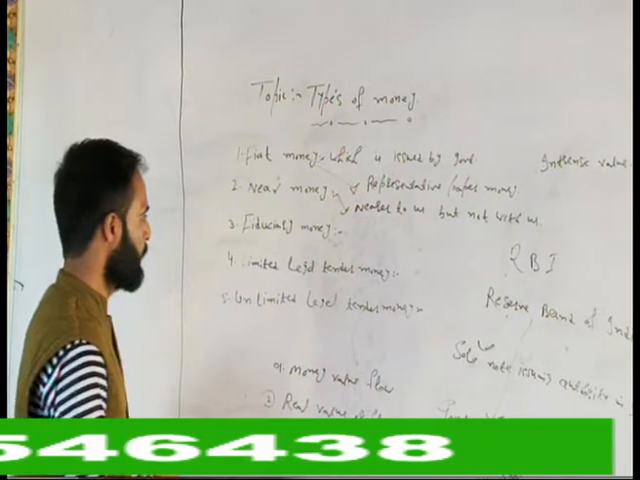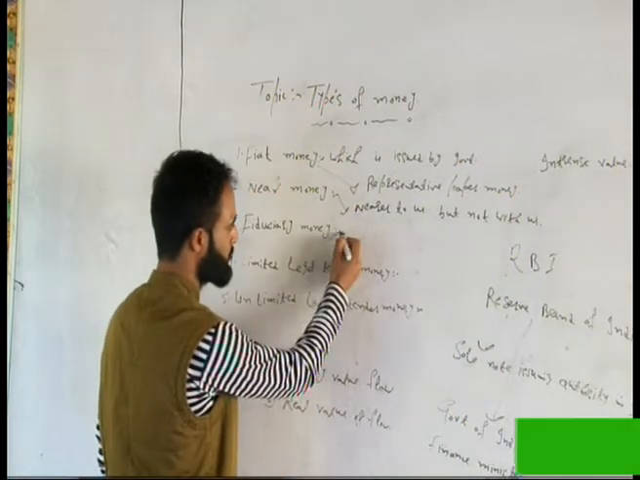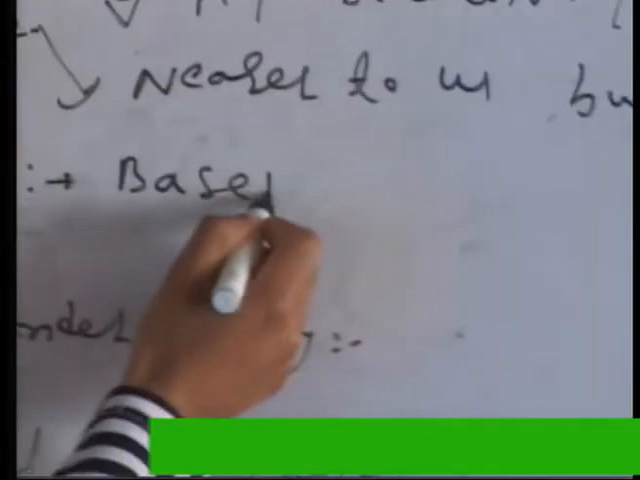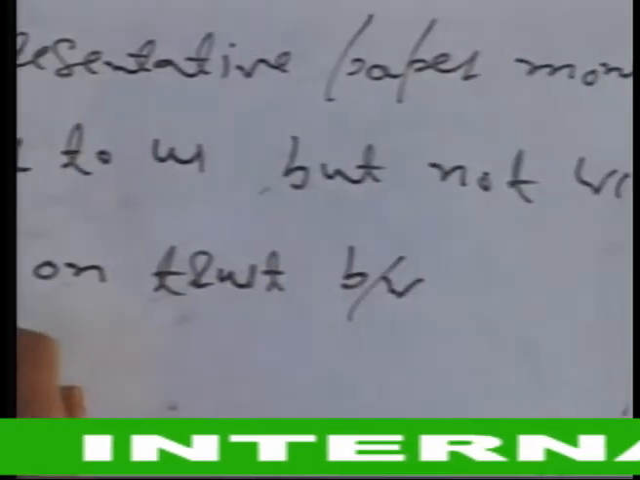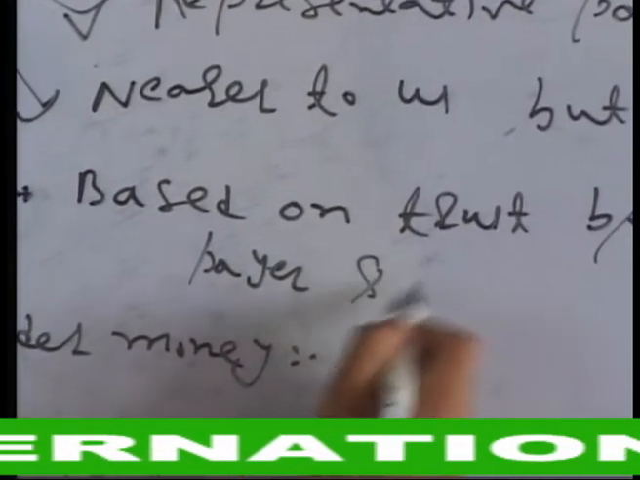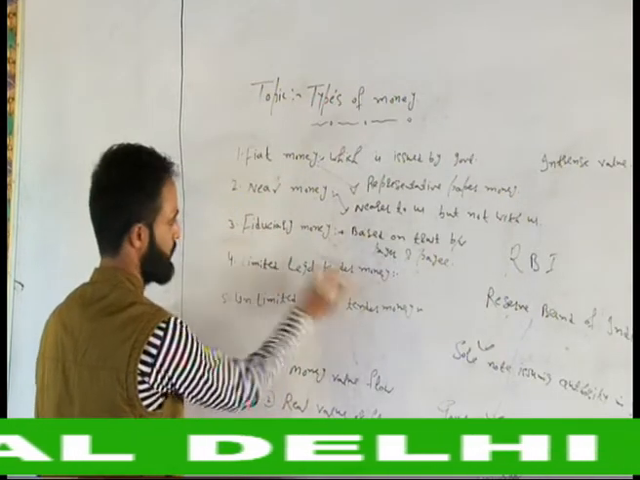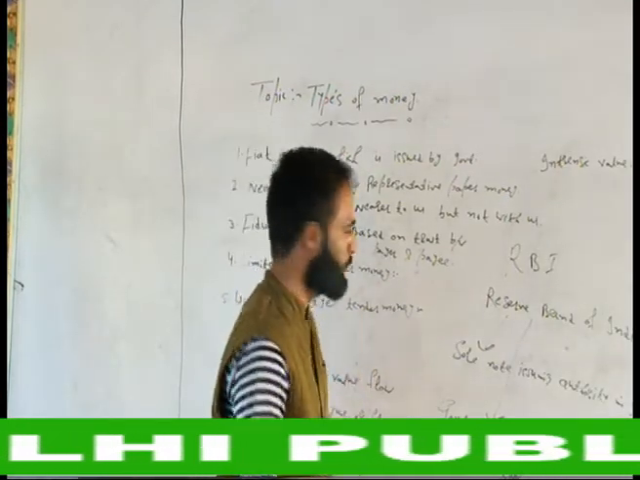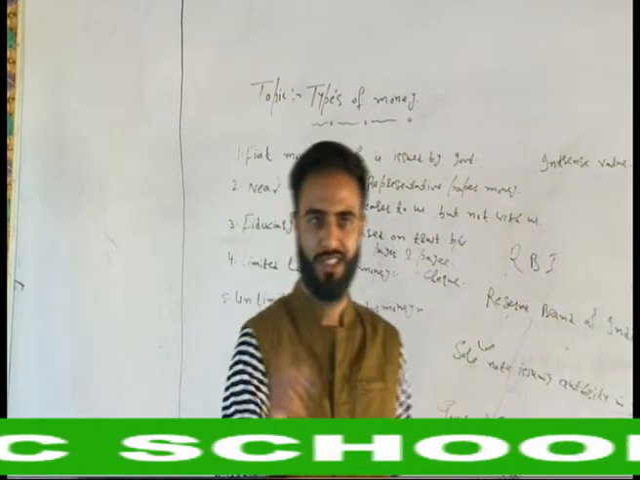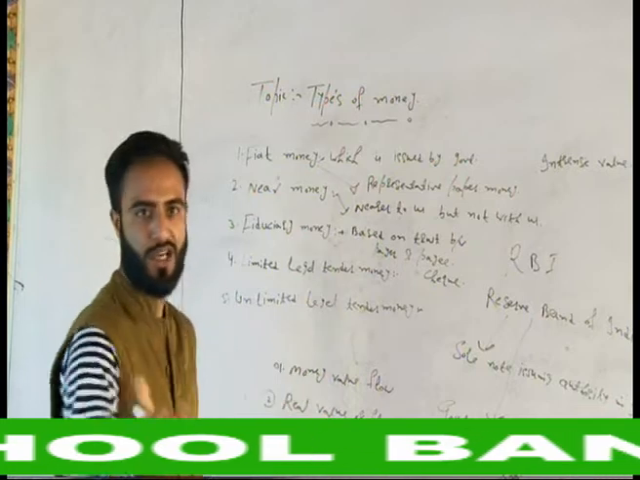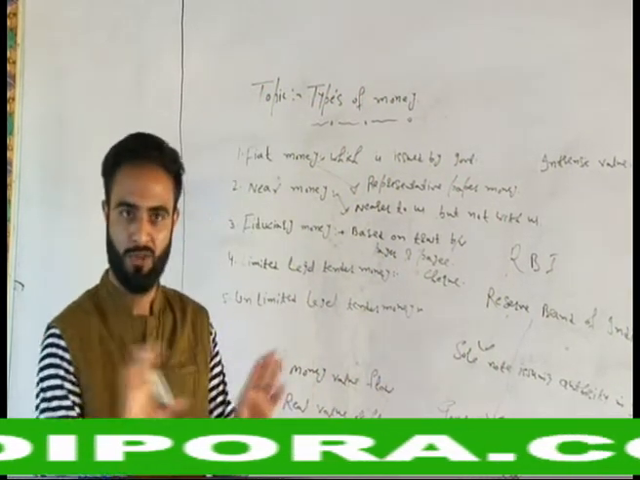That is near money. What does fiduciary money mean? Fiduciary money is that money which is based on trust, trust between payer and payee. It includes the check system. You may be familiar with the word cheque. We use checks for huge denominations. That is basically fiduciary money. It is based on trust.